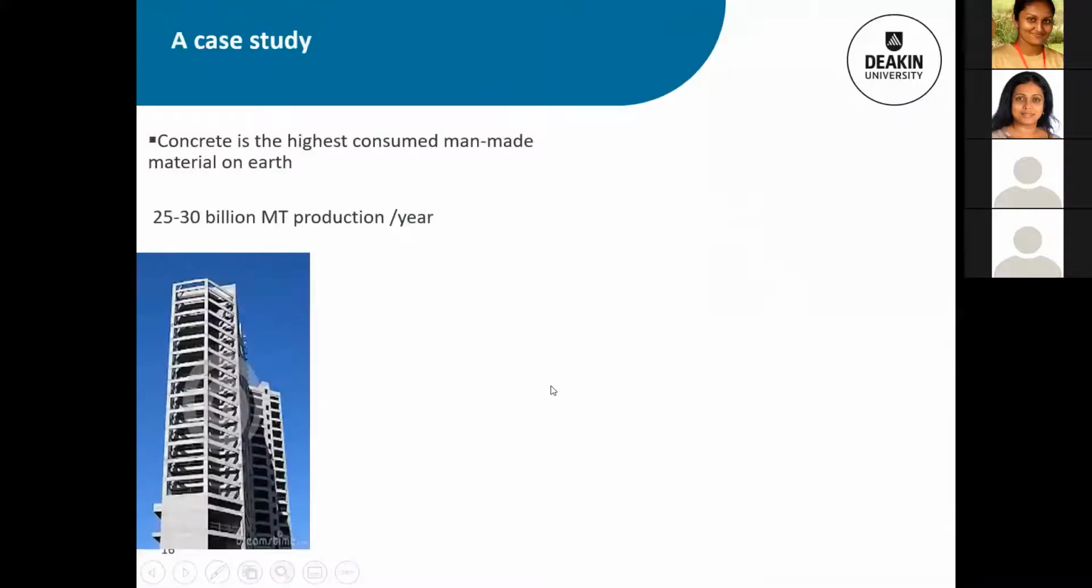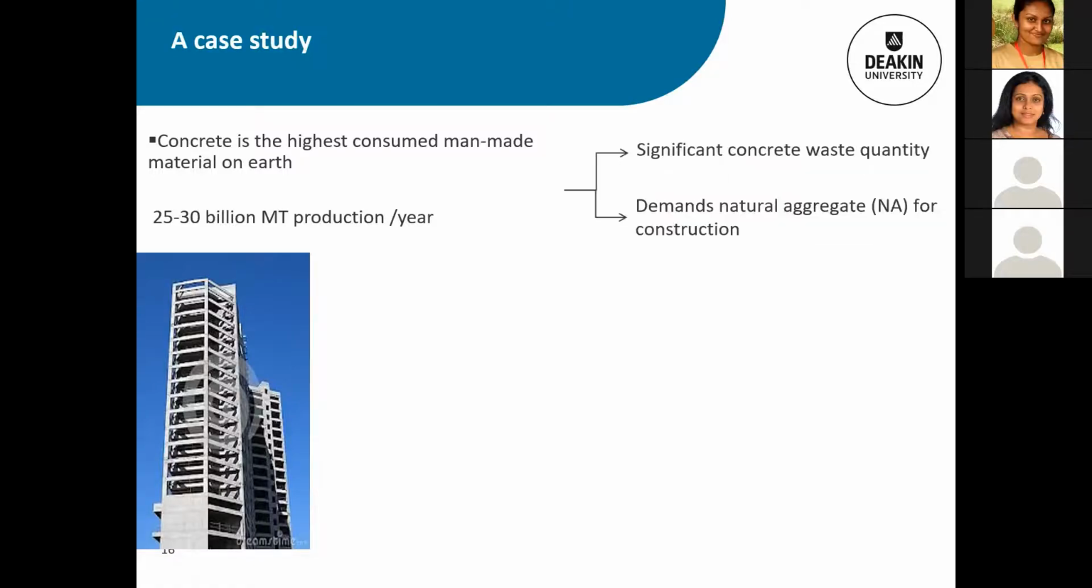So the case study, as I said, is on the use of recycled concrete aggregate, which means the coarse portion of the crushed product from demolished concrete, used in concrete. To give a bit of background and context about why this is explored as an alternative: concrete is the highest consumed man-made material on Earth. We have a very significant production of concrete happening every year.